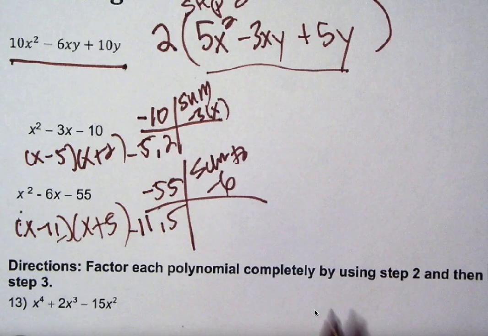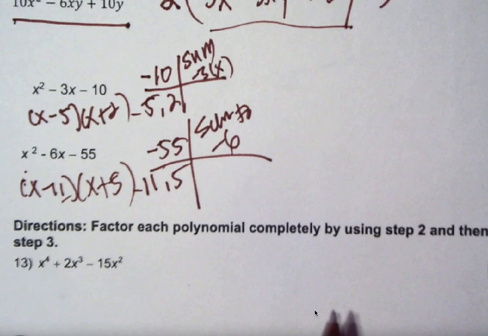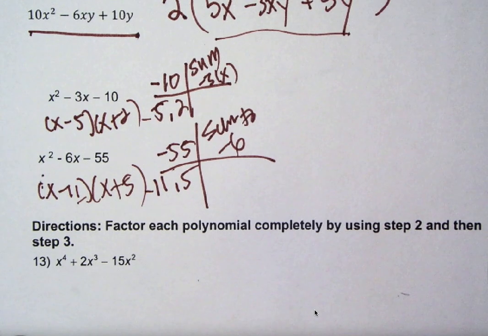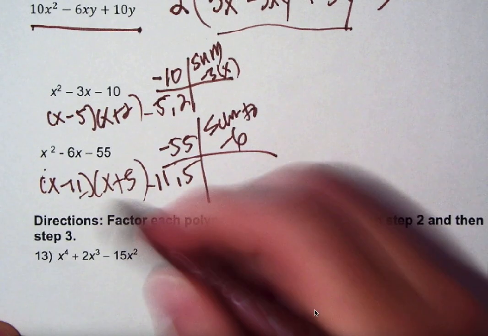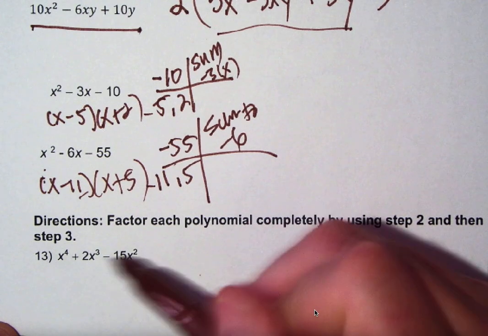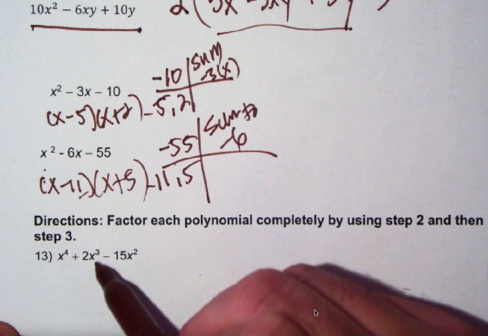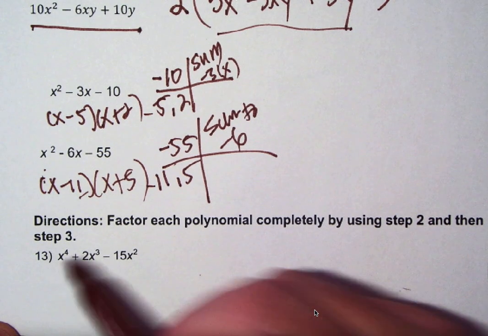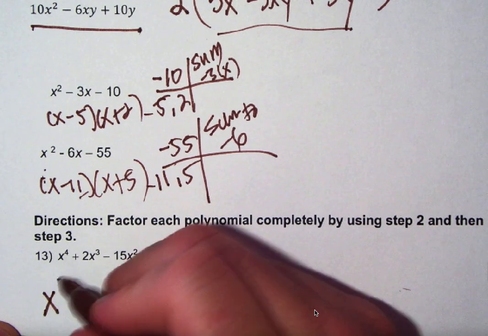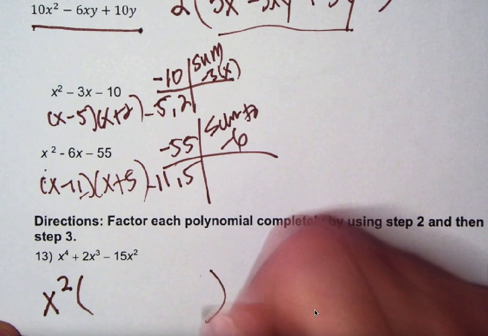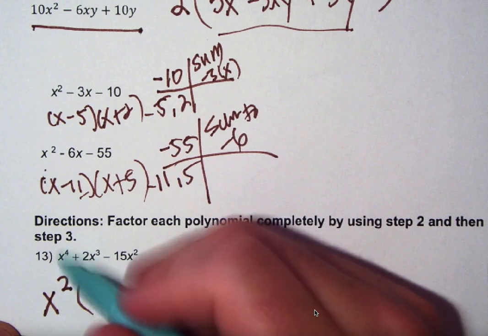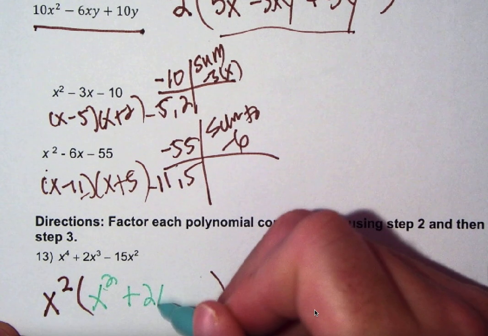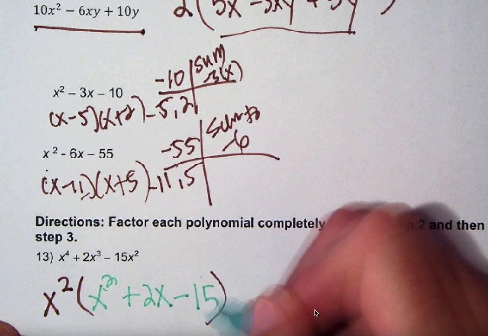All right, and the last review from Chapter 7. You're going to be asked to completely factor something. That means you have to do step 2 and then step 3. So, in step 2, you look for a GCF other than 1. Does x to the 4th, 2x to the 3rd, and 5x squared have a GCF other than 1? The answer is yes. They all have at least an x squared. So I'm going to pull out the x squared from all of these. So I'm left with x squared plus 2x minus 15.